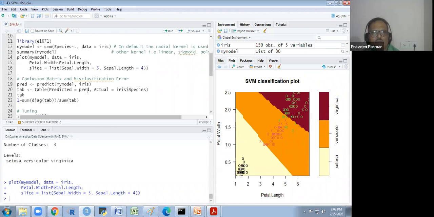Now the confusion matrix and misclassification error. I am predicting it. Yes, 3 and 4. We have the 2 dimensions we have taken here: 1 and 2 dimension, 3 and 4 dimension. Does that make sense to you? If you have 5, then we have to write the 5 also. Is that clear? Okay, Pratik? Yes, sir.